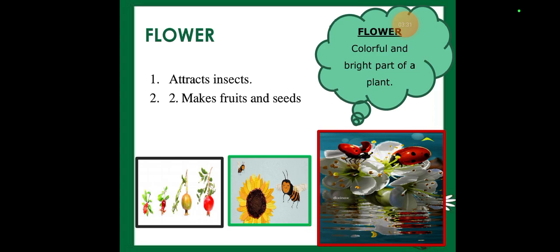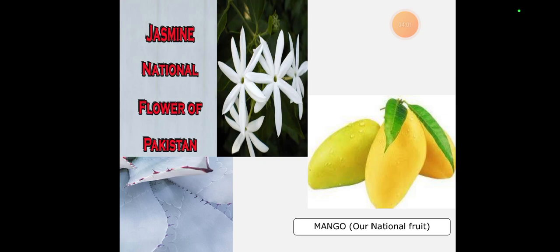So let's know something about a flower. The colorful and bright part of a plant is basically called a flower. This is the definition of a flower. Any colorful or bright part of a plant is basically a flower. A flower attracts insects, and second of all, it makes fruits and seeds. So more processes are done by a flower.